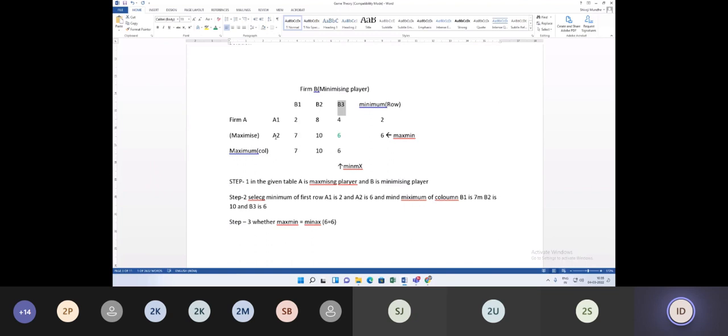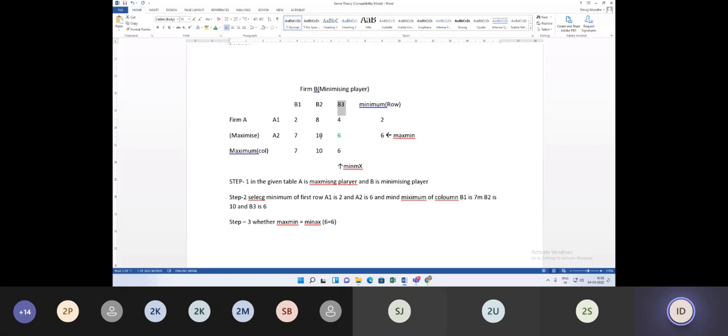Now, what about A1? A1 is not at all adopted, so it is 0. In the case of firm B, the B1 and B2 strategies are not going to be adopted. No strategy is adopted for B1 and B2.